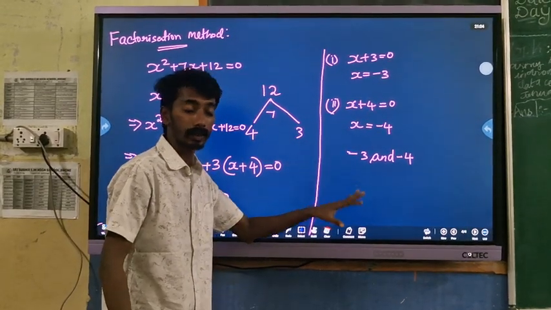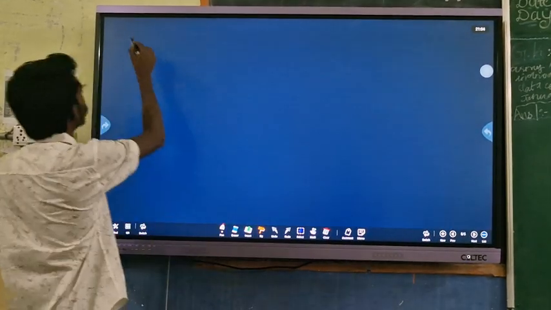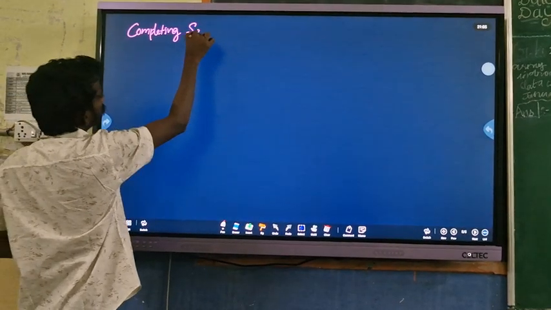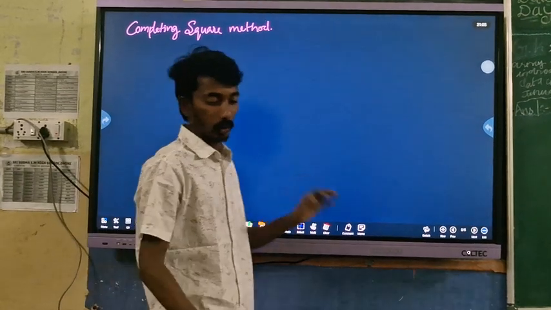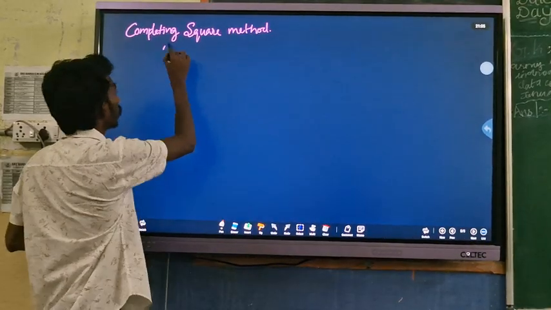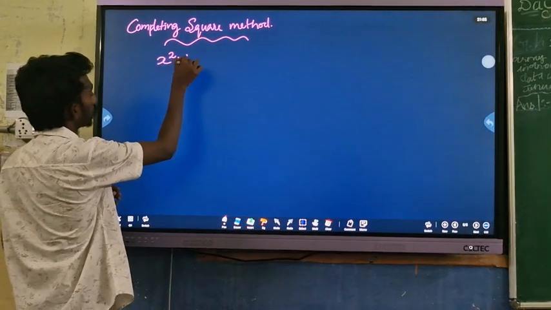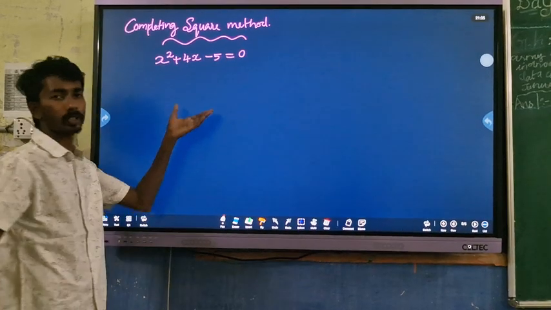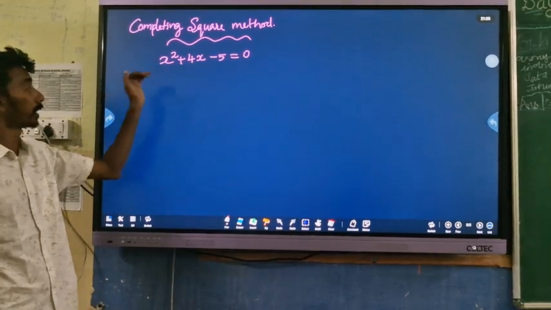This is the factorization method, and the next one is called the completing square method. In the completing square method, we will square and add. Let us see an example: x square plus 4x minus 5 is equal to 0. This is also a quadratic equation, since the highest degree of the variable is square.